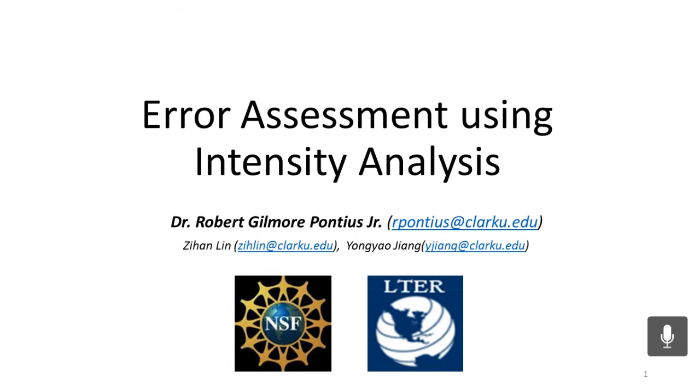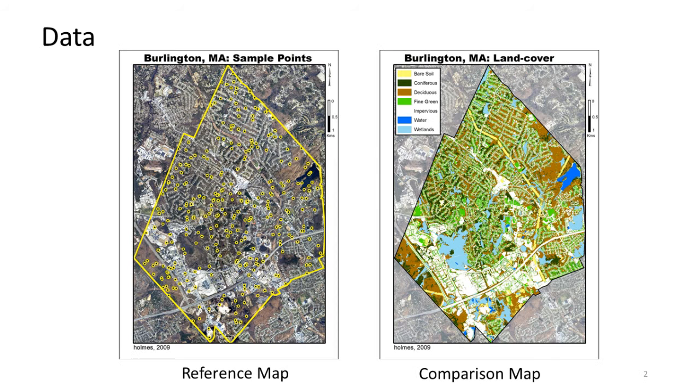In this video, we are going to talk about error assessment using intensity analysis. Intensity analysis was originally designed for analyzing the transition matrix of land change. But here, we use intensity analysis to analyze the confusion matrix that describes the difference between reference information and a land cover map.